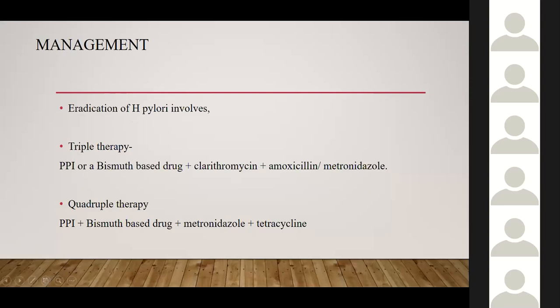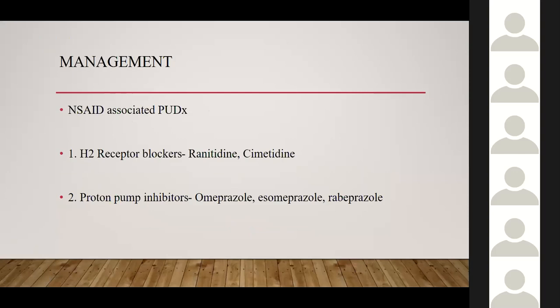Okay, so basically, if the cause is due to NSAIDs, then you don't need your triple therapy or quadruple therapy. You just need to put the patient on a proton pump inhibitor or H2 receptor blocker for about 4 to 6 weeks, as I said. Then you'd want to see the patient and review the pain in the epigastric region and all that.